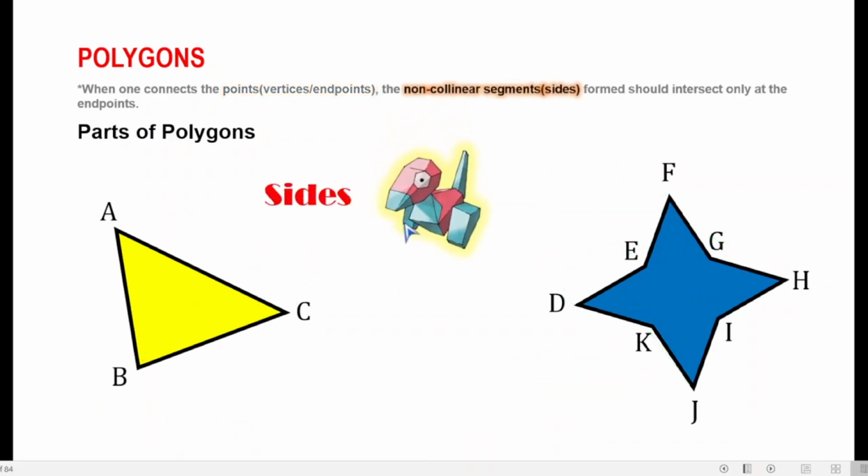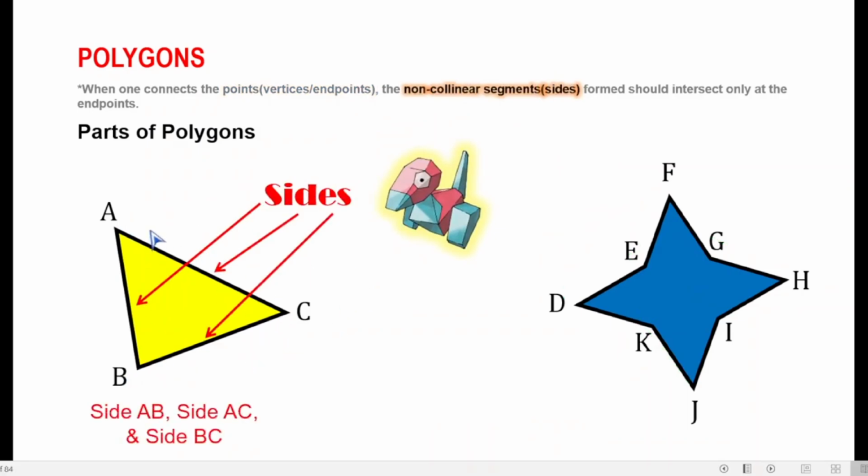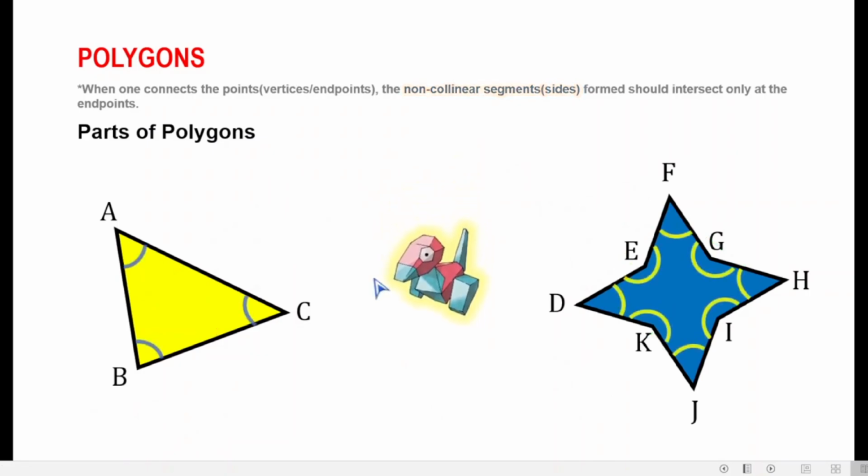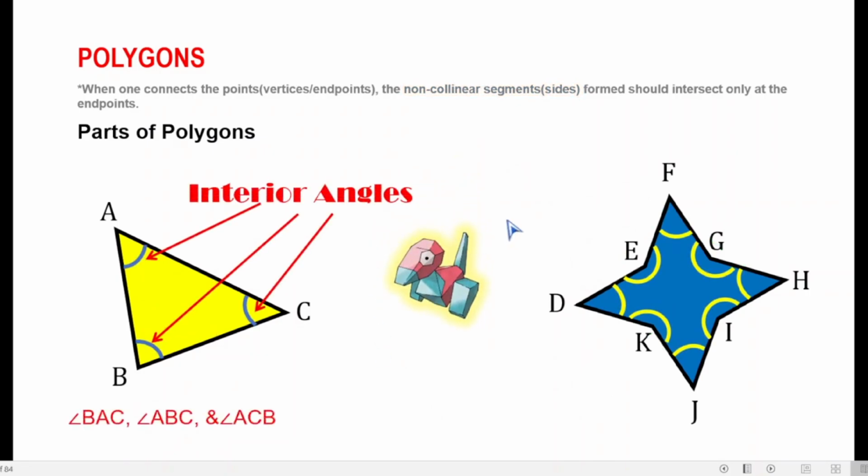Next we have the sides. The sides are the segments formed. So we have side AB, AC, and BC. And right here we have many sides. Okay. Next we have the interior angles, right there.